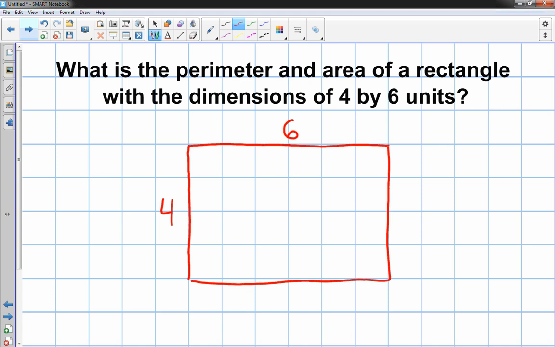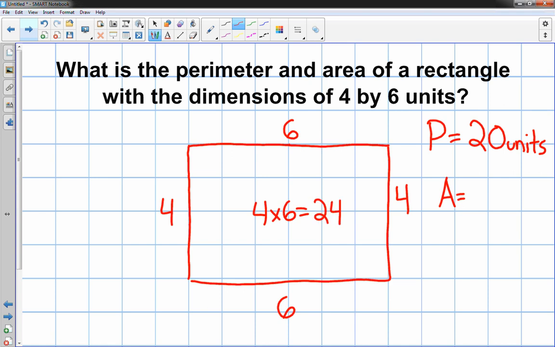The perimeter, we'll use P, and you just got to add those up. Add up all the sides. There's 4 sides there. So that would be 20. 20 units. Area, it's the squares inside. It's a multiplication problem, which is 4 times 6. That's 24. 24 units squared.